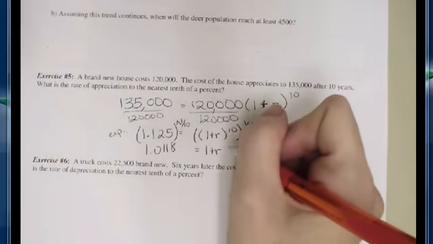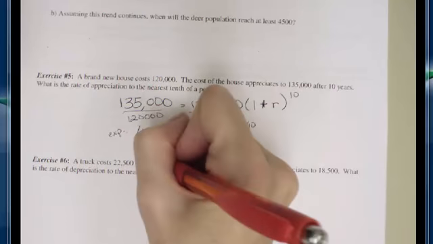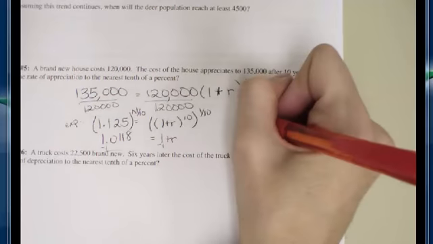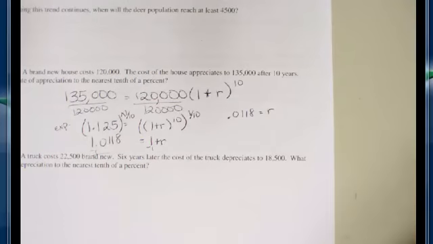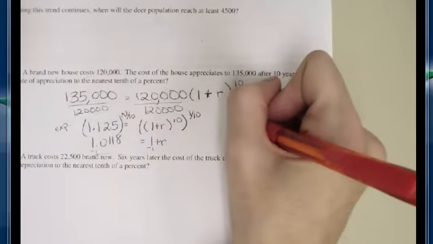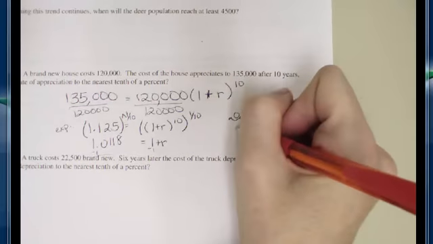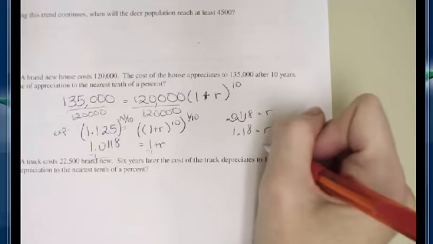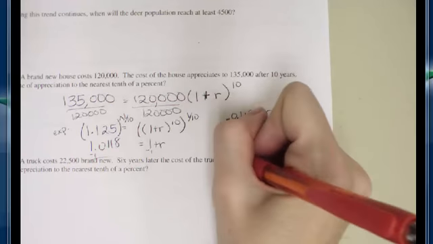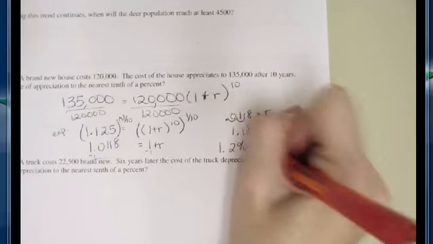So then subtract the 1, and you have 0.0118 equals r. So that's the decimal form. Move it over two places, and you will have 1.18. They asked for the nearest tenth, so the rate is 1.2%.